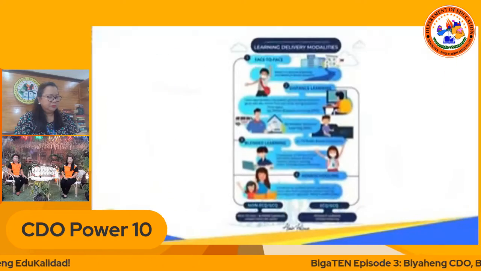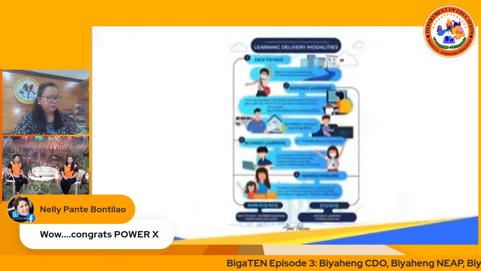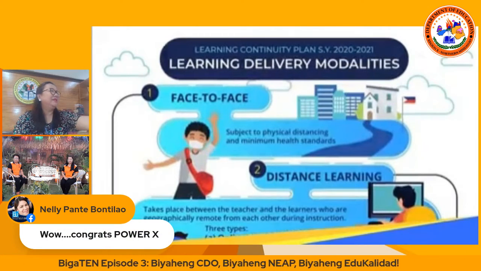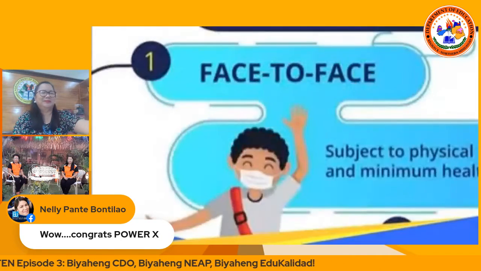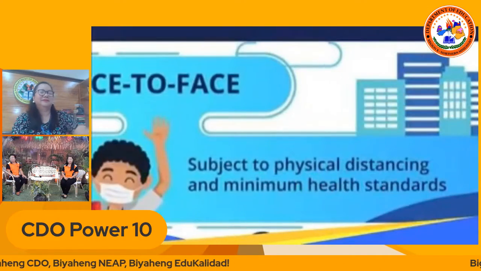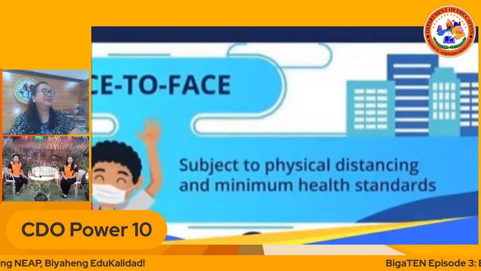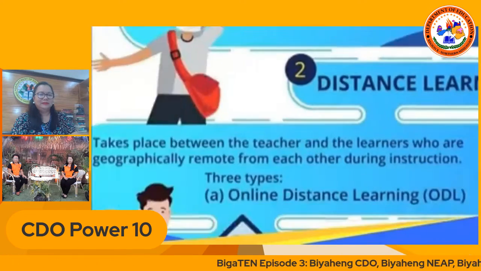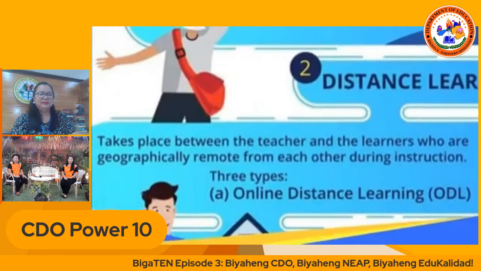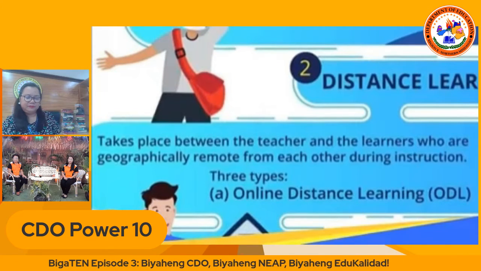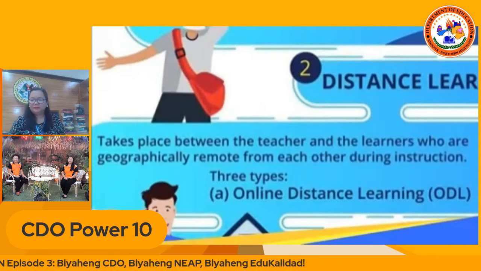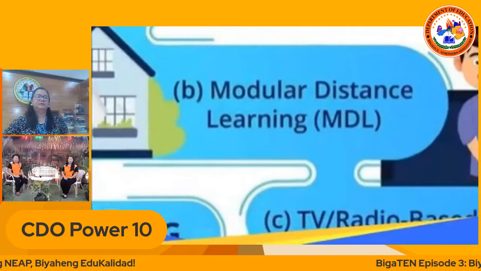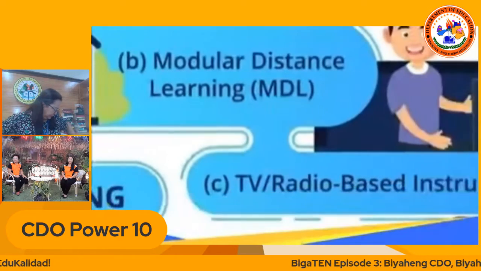As part of the Learning Continuity Plan for school year 2020-2021, there are 4 types of learning delivery modalities. First, face-to-face, which is subject to physical distancing and minimum health standards. Second, distance learning, which takes place between the teacher and the learners who are geographically remote from each other during instruction. There are three types, such as online distance learning, modular distance learning, and TV or radio-based instruction.